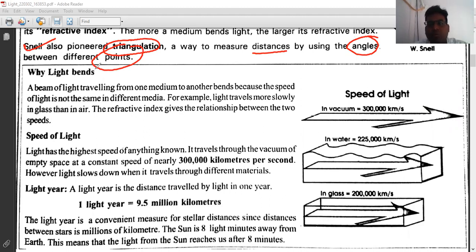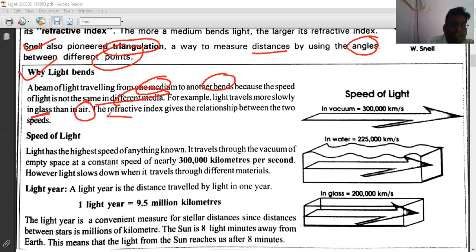Why does light bend? Now our next topic is why light bends. When a beam of light travels from one medium to another, the speed of light is not the same in different media. The speed of light depends on the medium. For example, light travels more slowly in glass than in air, because glass density is larger as compared to air. The refractive index gives the relation between the two speeds.